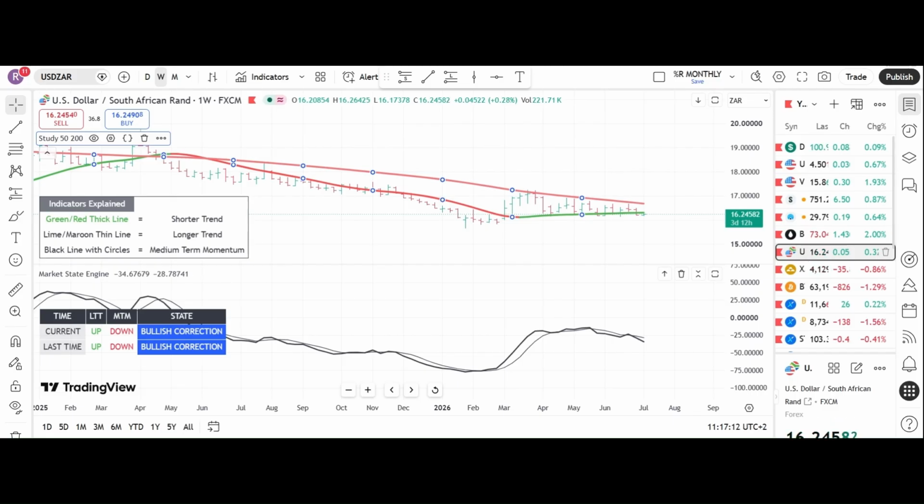The US dollar versus the South African rand. The US dollar, as you can see, is in a long-term downtrend against the South African rand, but in a short-term bullish trend. But it is making a bearish correction at the moment, and quite strongly so.